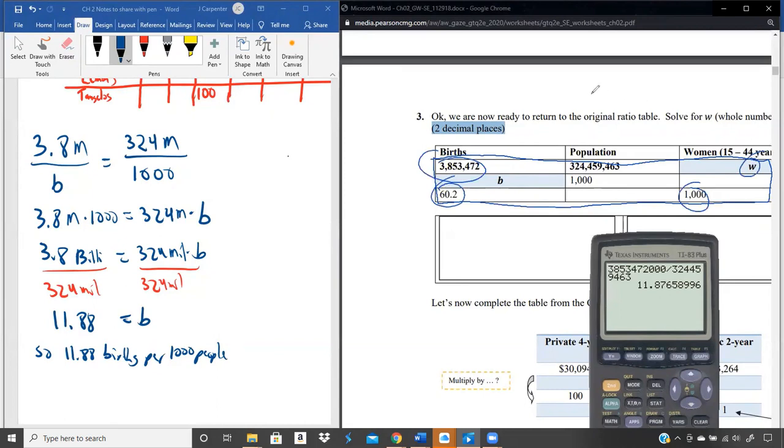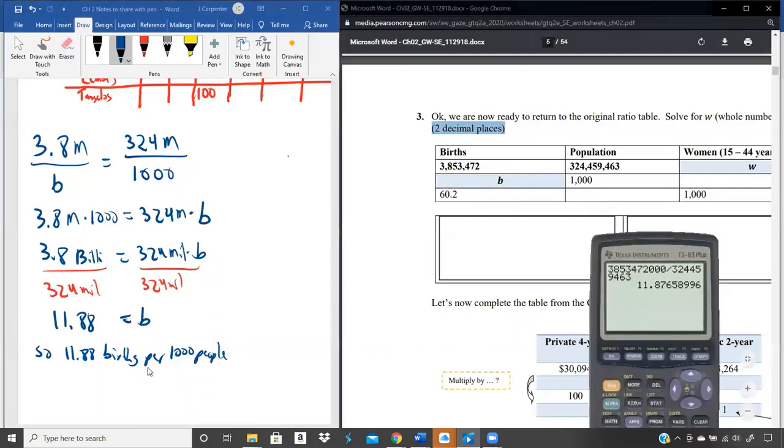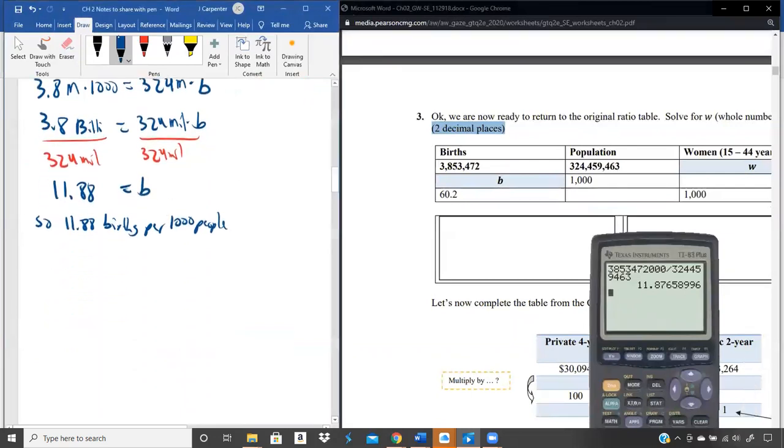All right, but I do have to clear that. Come off of annotate. Scroll down. I'll do it in a different color. We'll do black this time. 3.8 million over 60.2. Remember, it's this number over this one. This is the easiest setup in my opinion, equals W over 1,000.